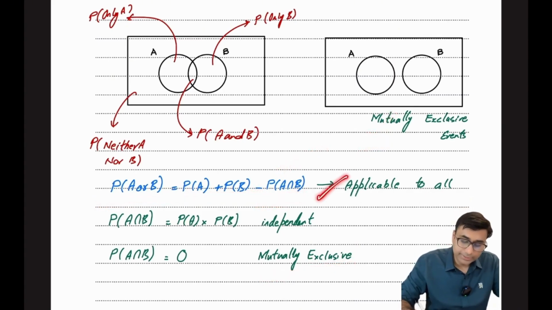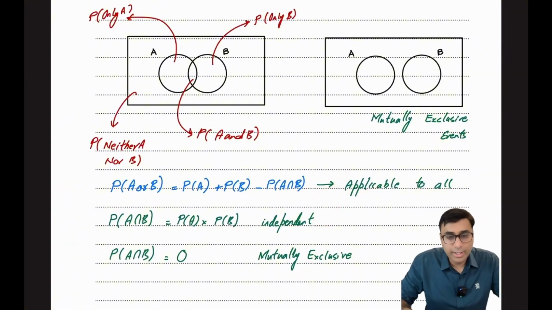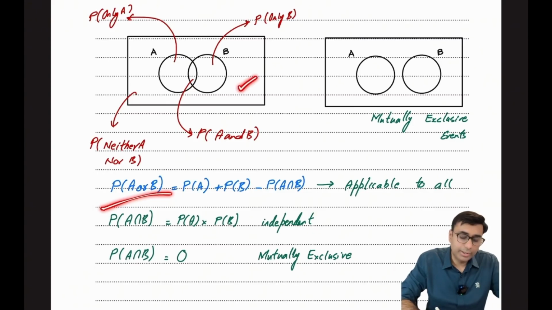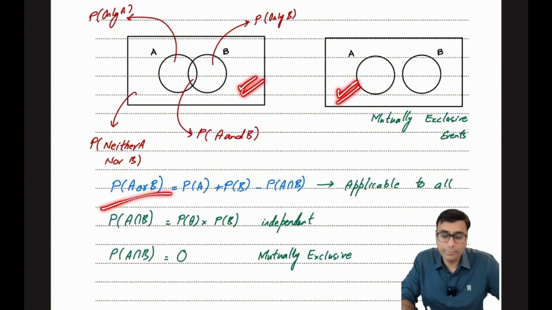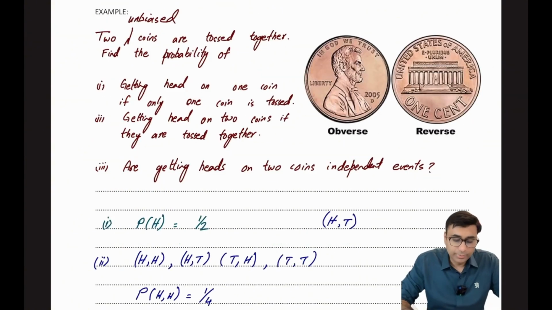Also, looking at this particular example, if you want to calculate the probability of neither A nor B, then you get probability of A or B, you subtract it from 1 and you will get the outside probability of neither A nor B. Now let's have a look at an example. If you toss an unbiased coin, getting a head, if only one coin is tossed, is going to be 1/2, because it's going to be either head or tail.